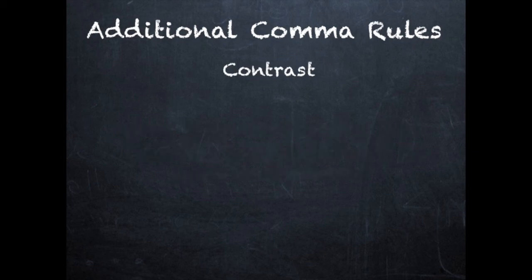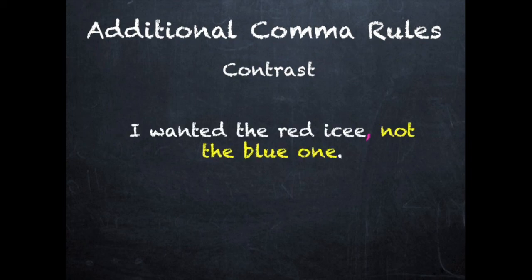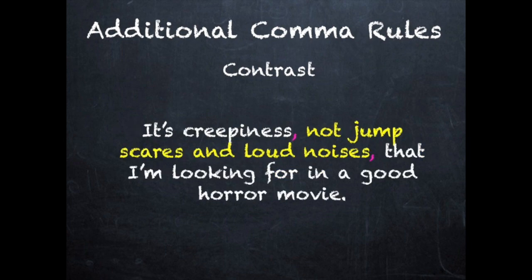You can also use commas for contrast. I wanted the red icy, not the blue one. It's creepiness, not jump scares and loud noises, that I'm looking for in a good horror movie. All of that is non-essential information, but it's all there for contrast. And when you put it in there, you want to set it off with commas to show it's not essential information. Alright, that wraps up this quick lesson, and you can continue on to the quiz.